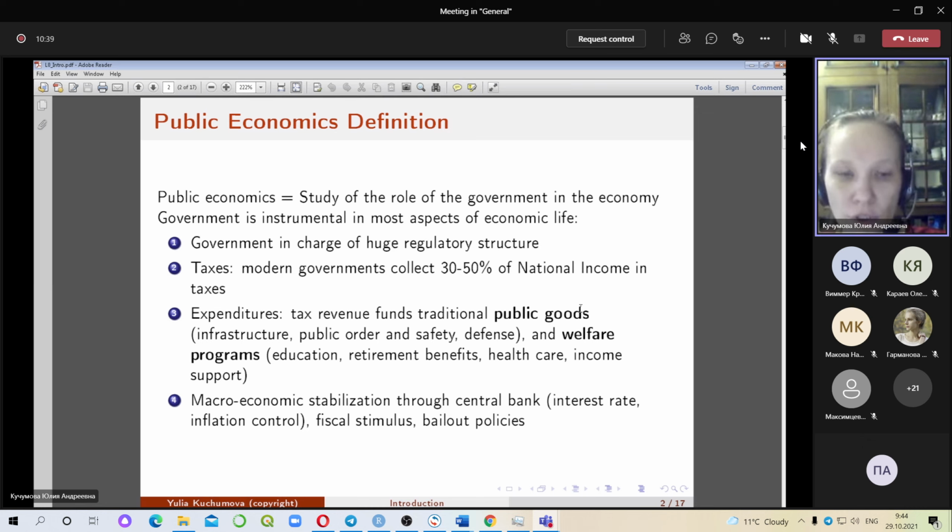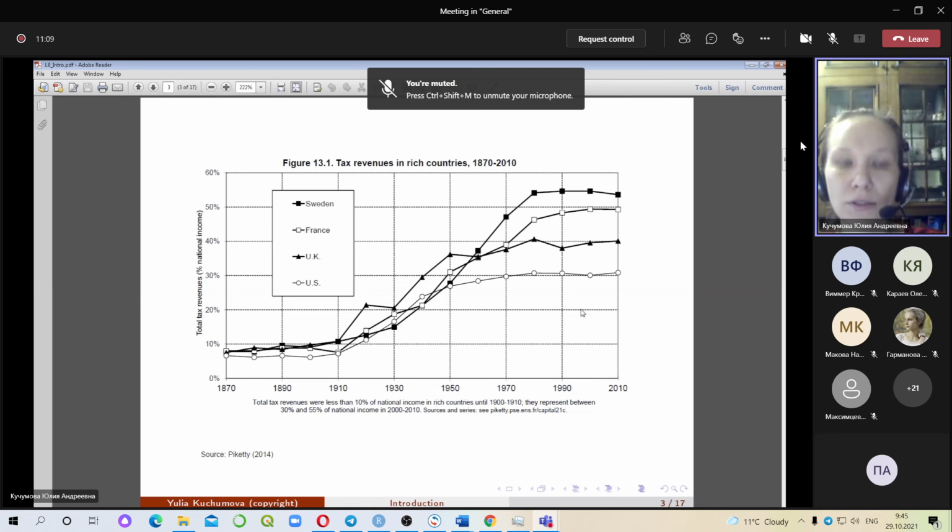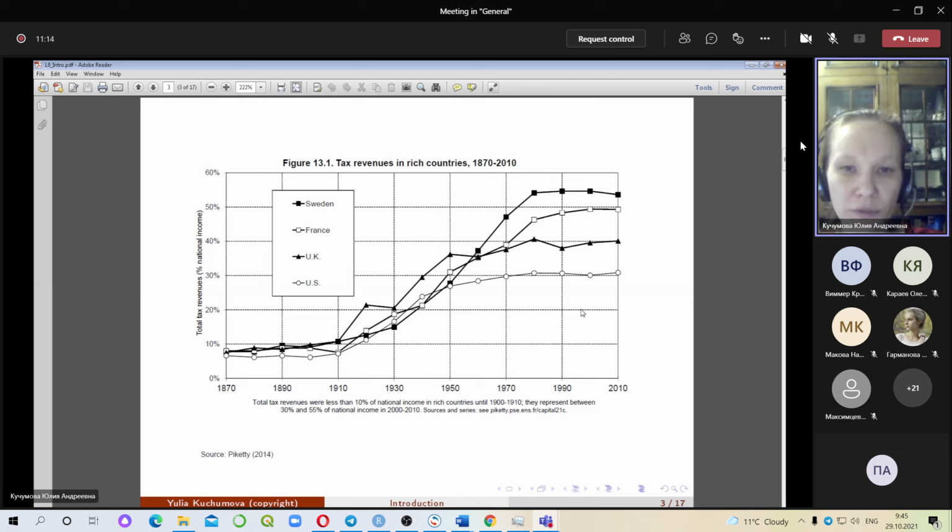So in this course, we will mostly focus on bullets number 2 and 3: the role of the government as a tax collector and the role of the government as provider of different programs. The role of the government has increased over the last 100 and actually more than that years.